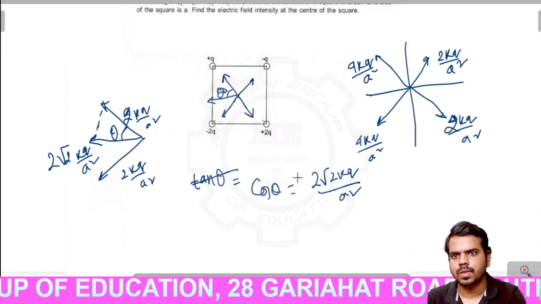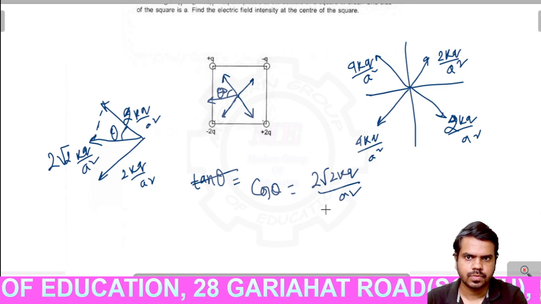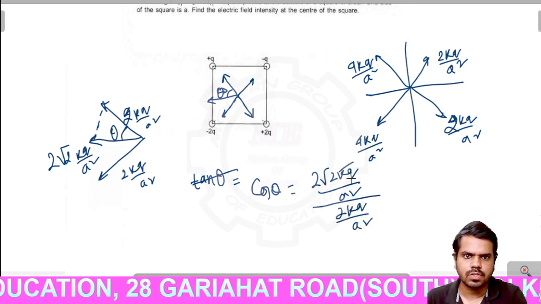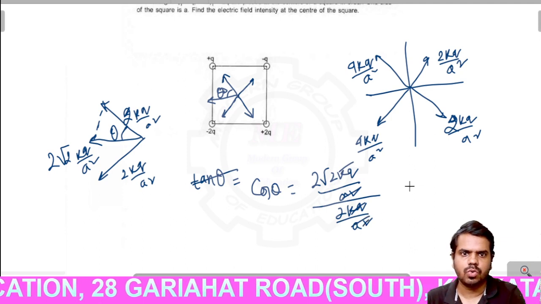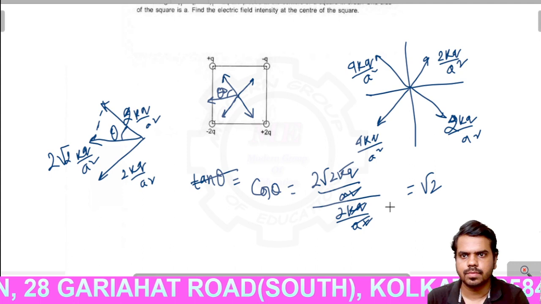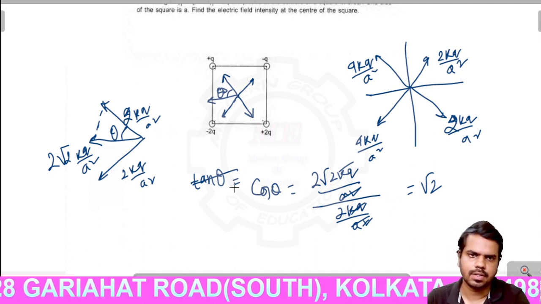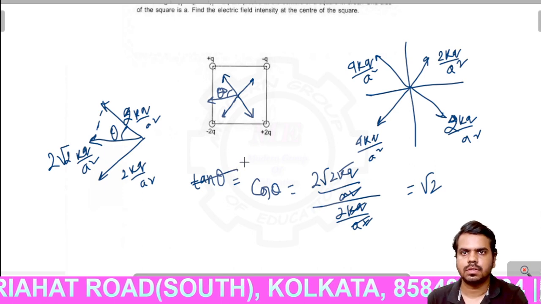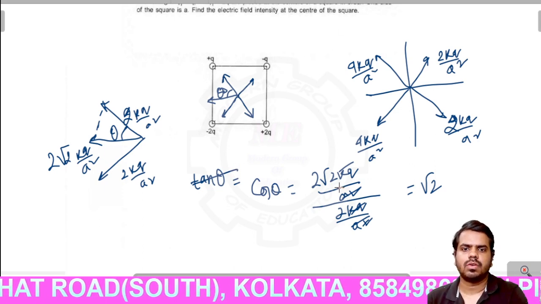Okay, 2kq by a square. So kq by a square, kq by a square got cancelled out to root 2 by 2, that means root 2. Cos theta will be root 2. Okay, so this is the angle. It will be cos inverse root 2. Clear? So this is the concept of this question.